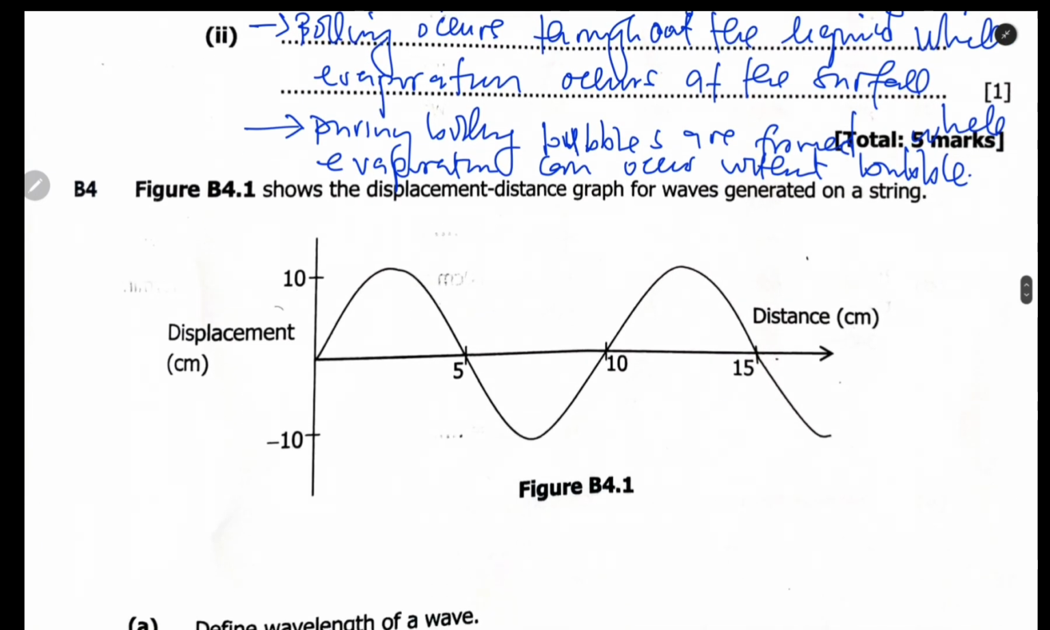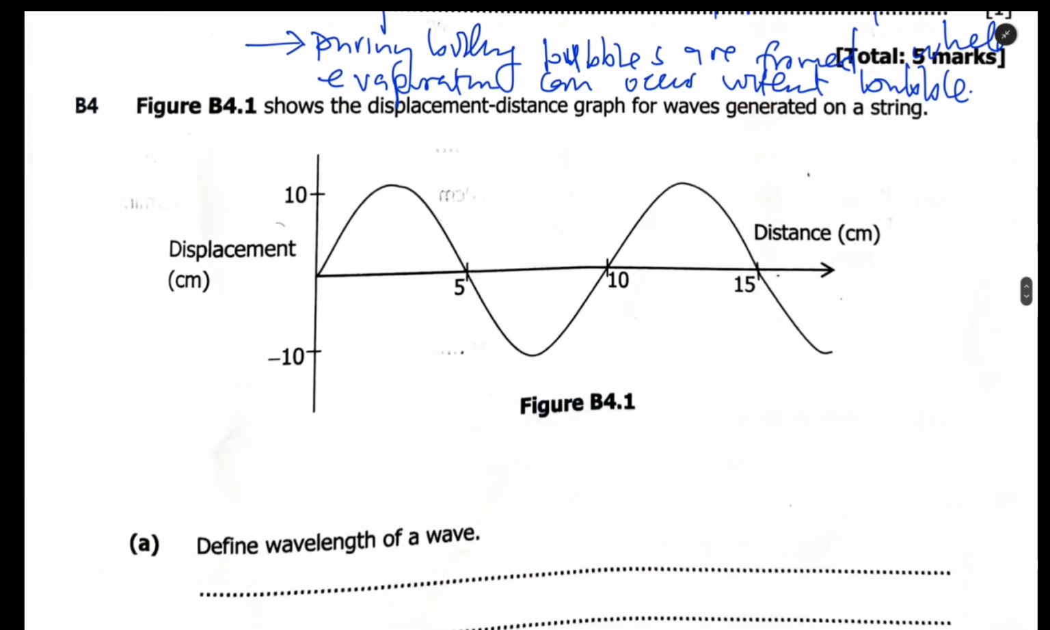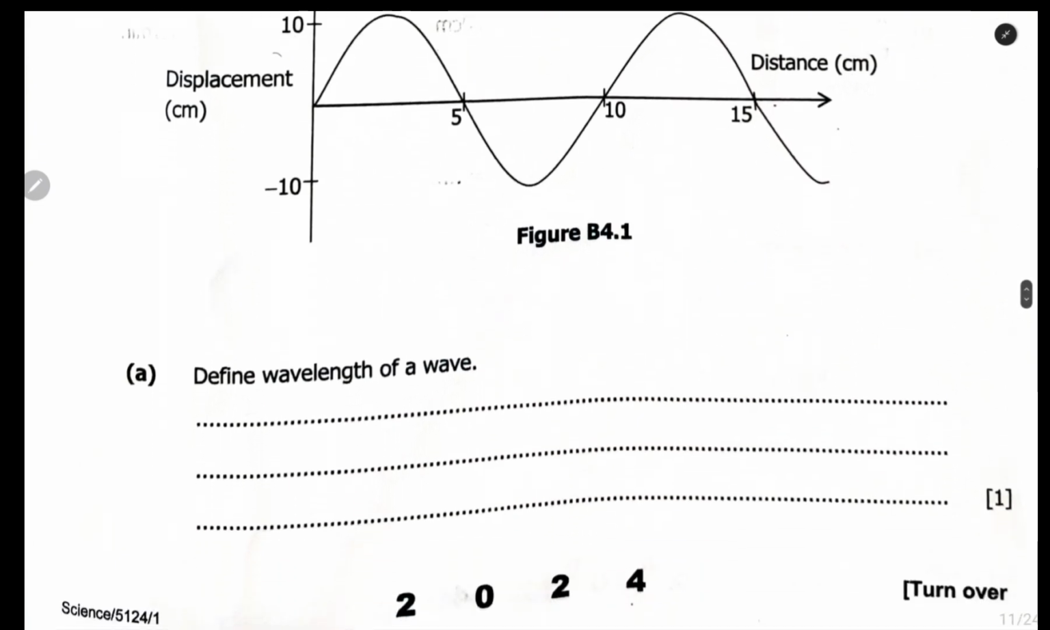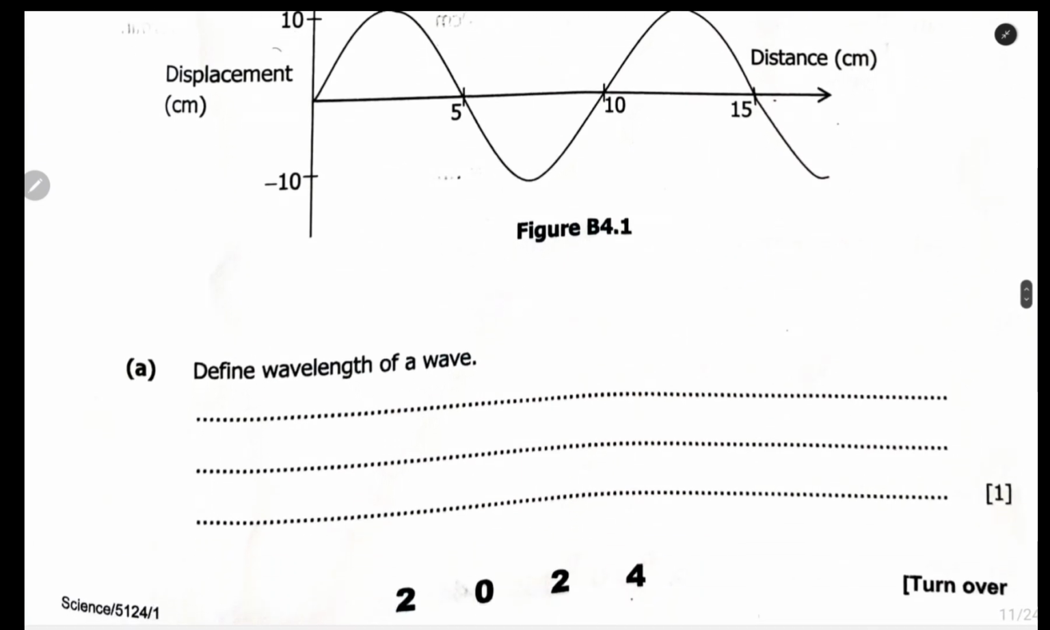Okay, so we're up to B4. B4, we are saying figure B4.1 shows the displacement distance graph for waves generated on a string. So now we have displacement, then we have distance going this side in centimeters. The first question is define the wavelength of a wave.